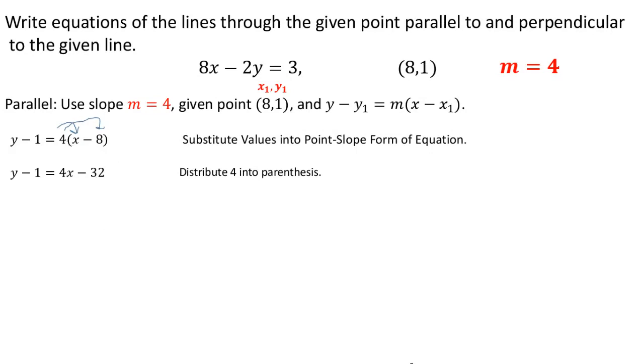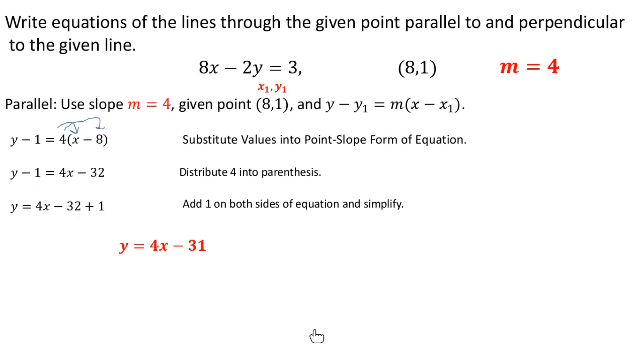Then the next thing that I'm going to do is isolate the y, so I'm going to add 1 on both sides and simplify. So we have y equals 4x minus 32 plus 1, which gives me y equals 4x minus 31. And this line, we can see, is parallel to our given line because they both share the same slope, which is 4, and they have different y-intercepts. Any questions?